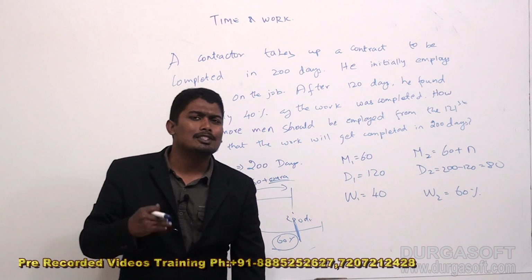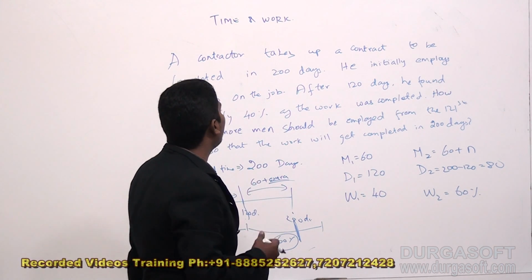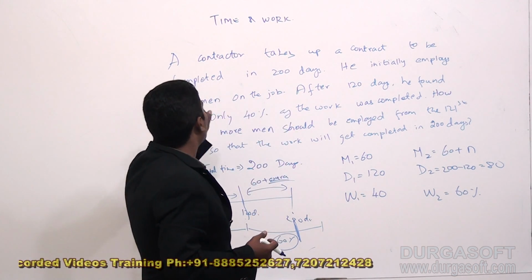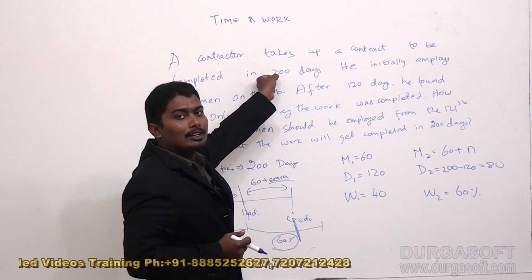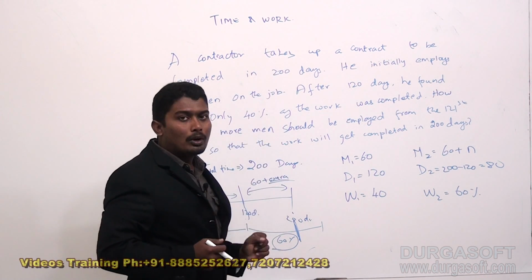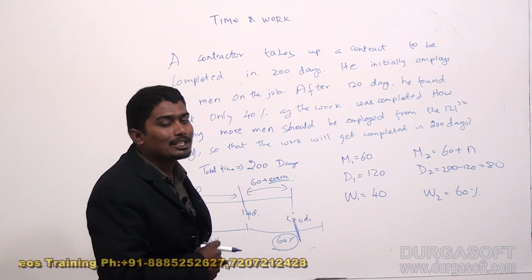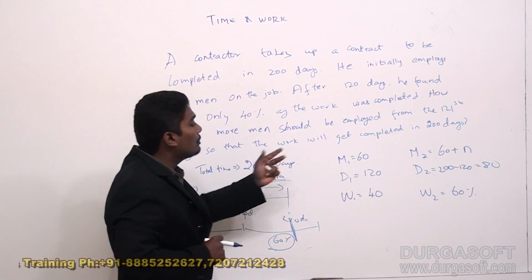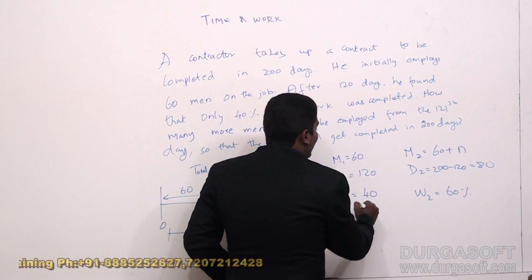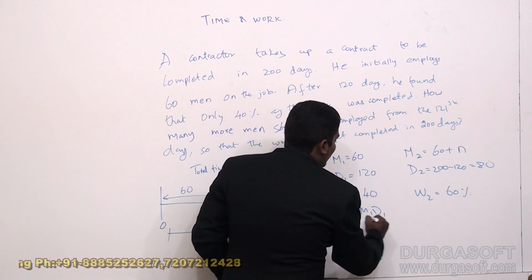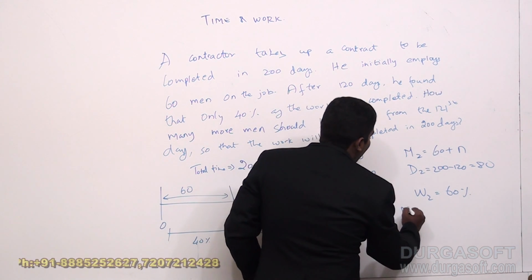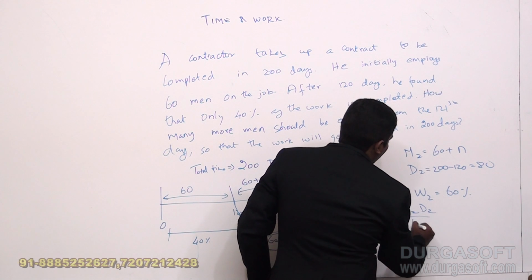One common mistake which everyone makes in this type of question is that they will consider M1 is 260, D1 is 200 and W1 is all the 100%, but that is not true. So this is how you should be doing it. So M1 into D1 by W1 will be same as M2 into D2 by W2.